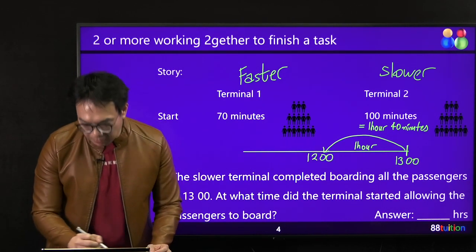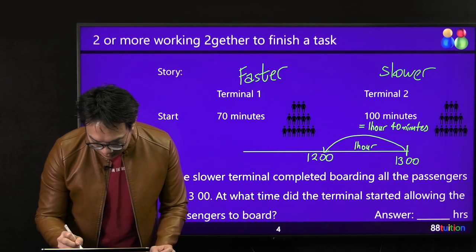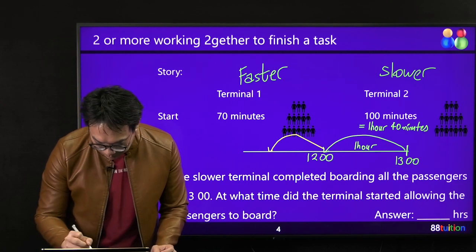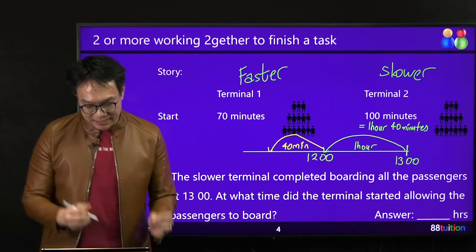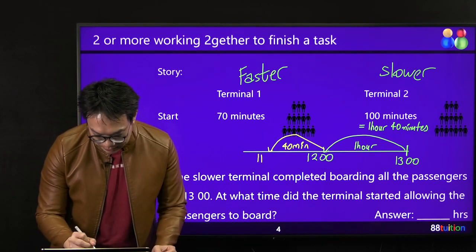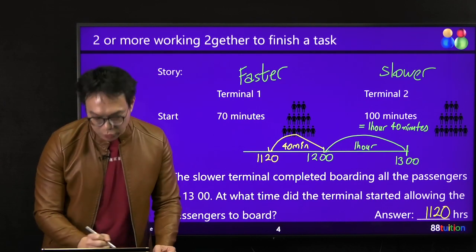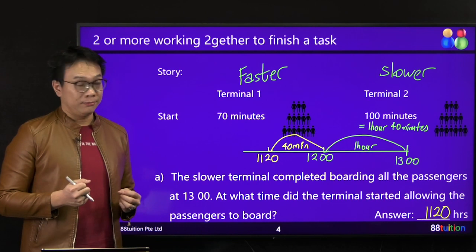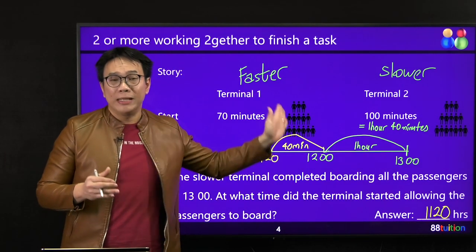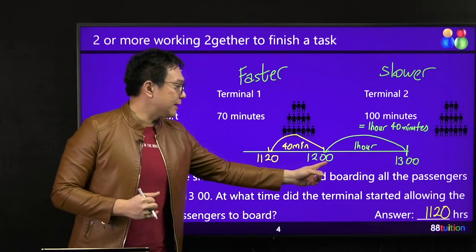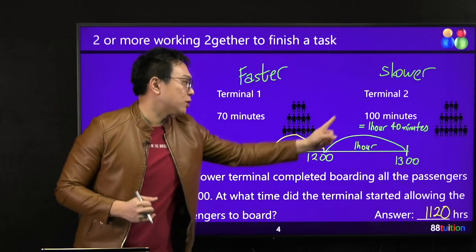Is that okay? But is it enough? No. You still have to go back another 40 minutes. So what is the time? Yes, very good. It's 11:20, 1120. You lock in your answer as 1120 in 24 hour clock setting. Because 12 o'clock, every time at the hour, is 60 minutes. So 60 minus 40 is 20. So 11:20, you see, correct.